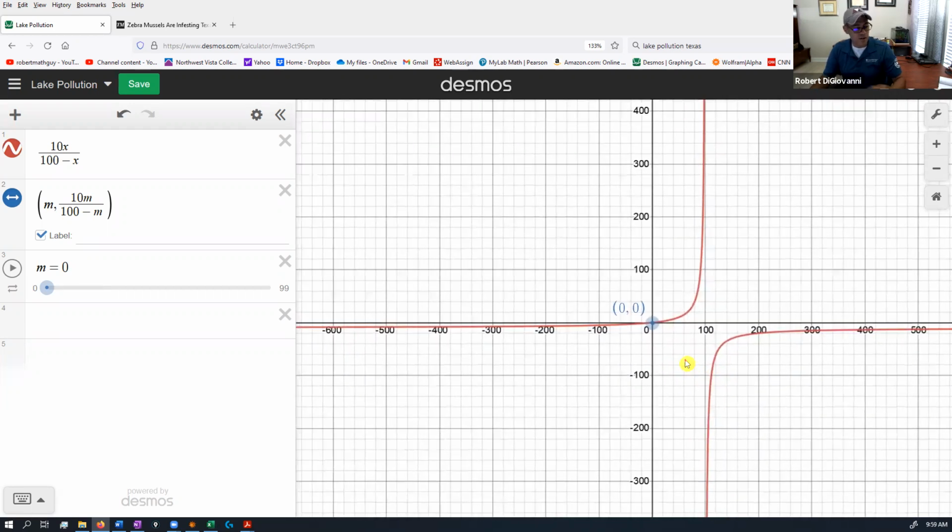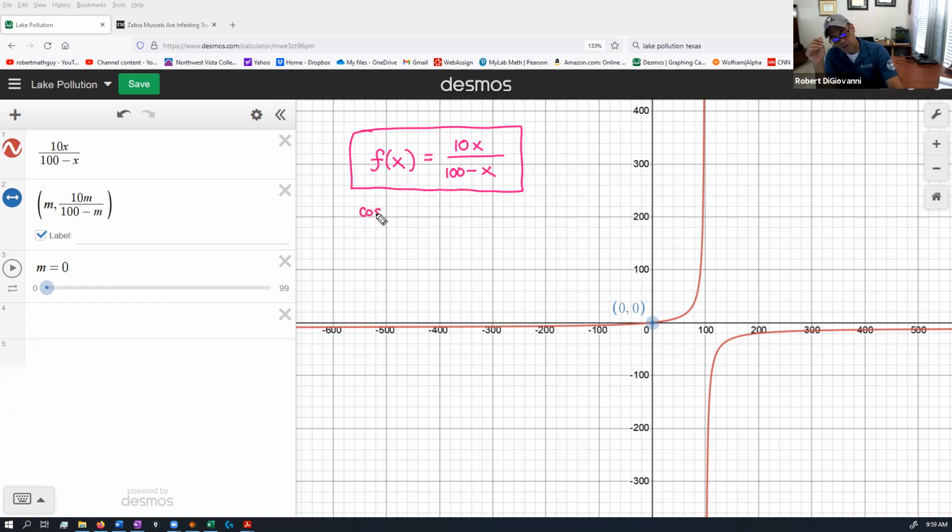Well, this function I have written here on the left side is actually the function f of x equals 10x over 100 minus x. Now, what does this have to do with zebra mussels, right? Well, this function represents the cost in millions of dollars to clean X% of a lake.